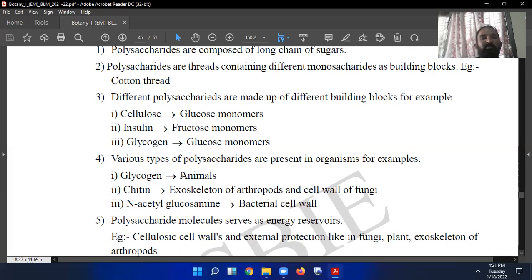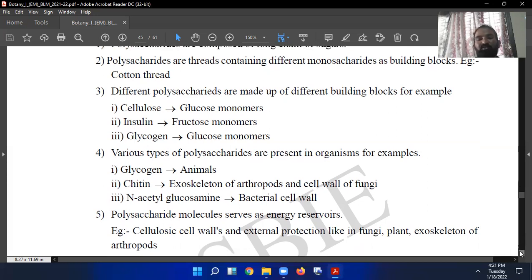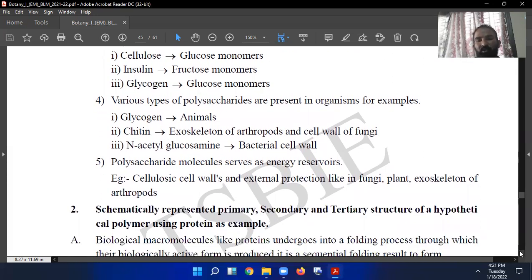In animals, the main carbohydrate material is glycogen. So glycogen is one type of polysaccharide. Next one, N-acetyl glucosamine. The bacterial cell wall is especially made up of N-acetyl glucosamine. So it is one type of polysaccharide. Actually the polysaccharide molecules serve as energy reservoirs because these molecules are involved in cellular respiration to release energy. That's why they act as energy reservoirs: they store the energy and release it during cellular respiration.